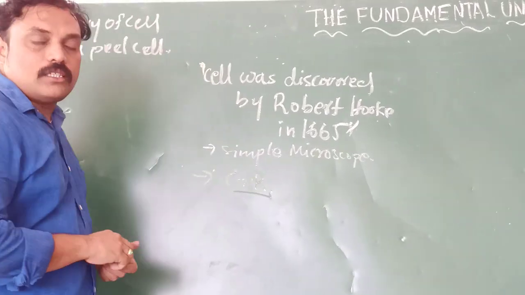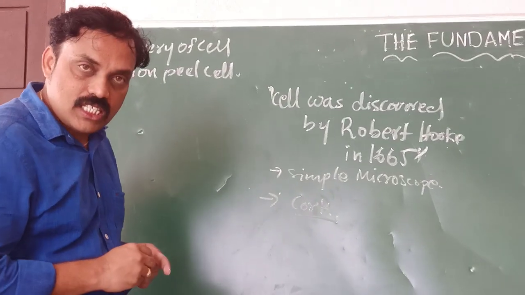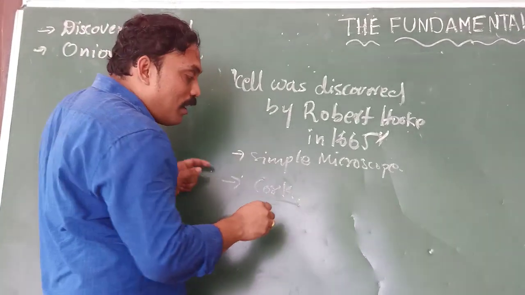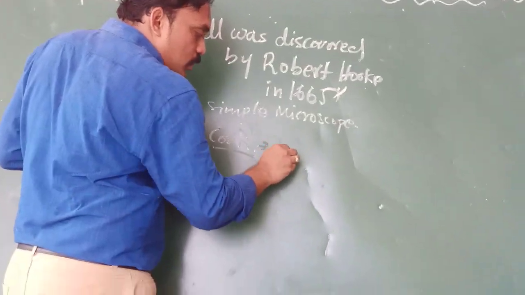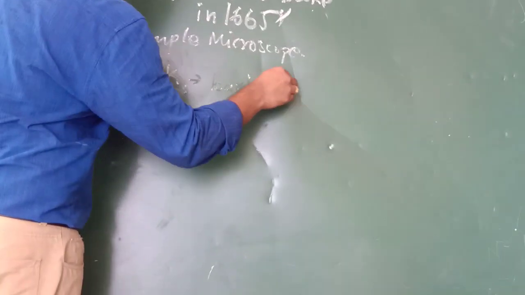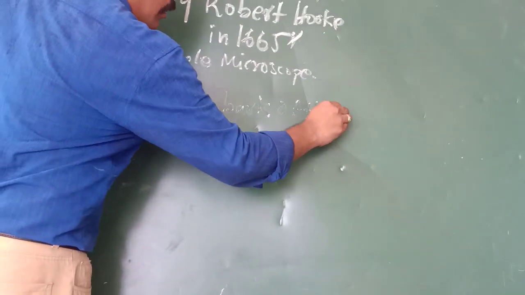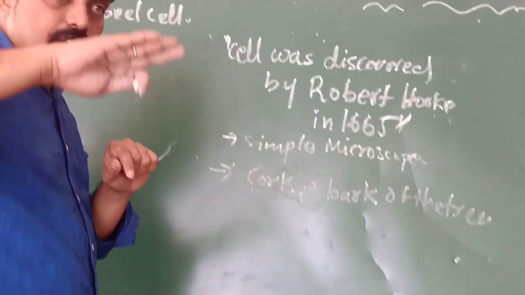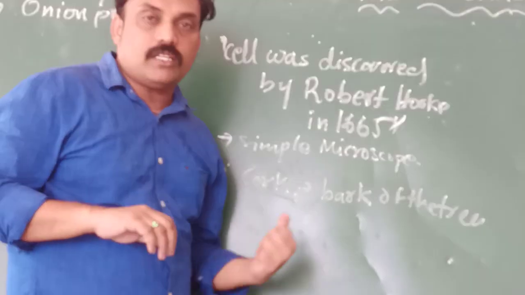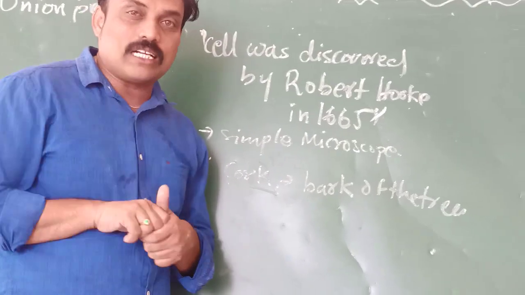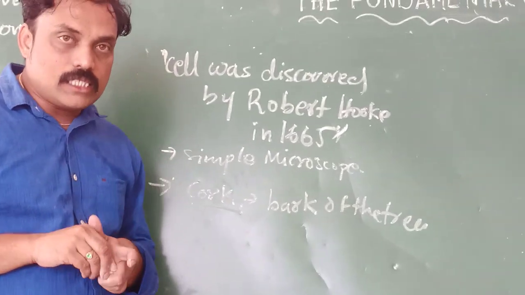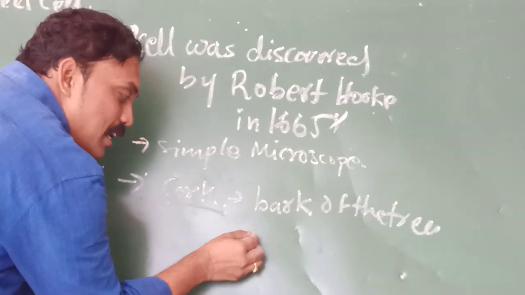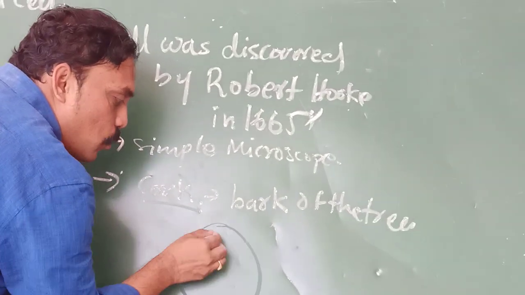What is cork? Cork is a substance from a plant, especially the bark of the tree. He observed the bark of the tree. That is cork. He observed cork cells. In those cork cells, what did he observe? In those cork cells, he observed honeybee comb-like structures.